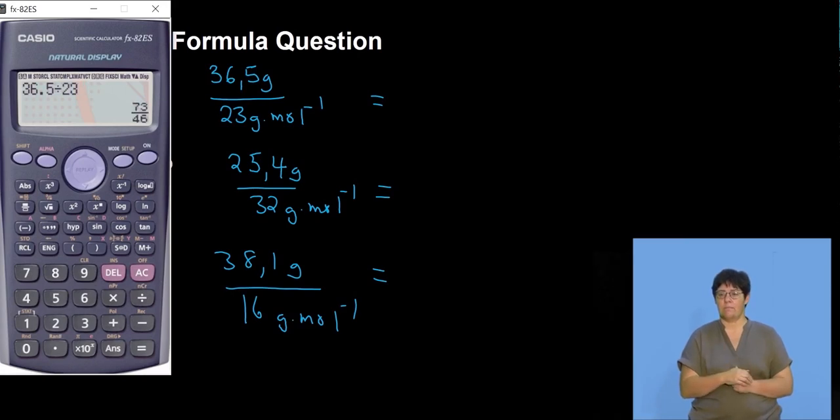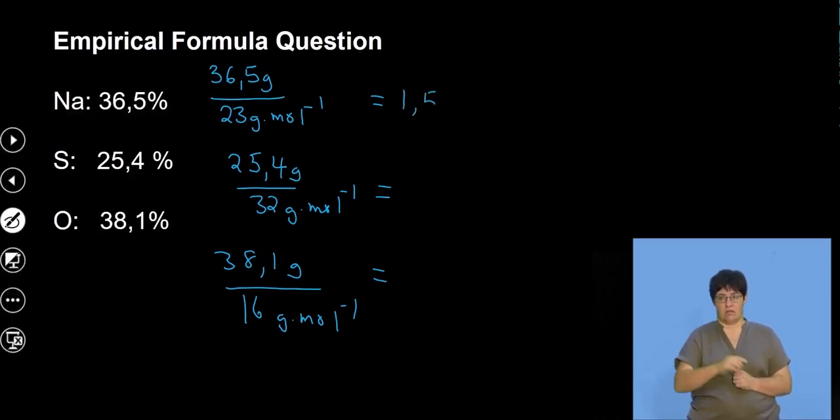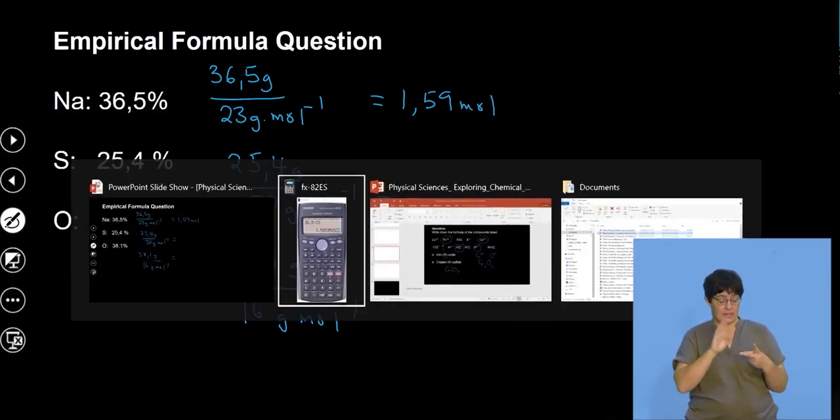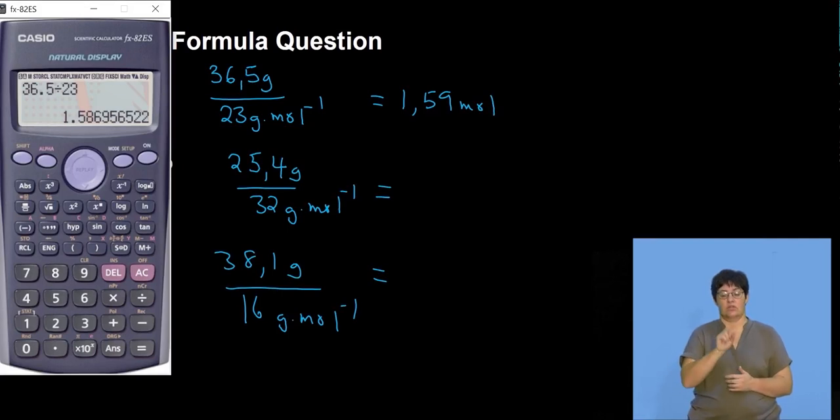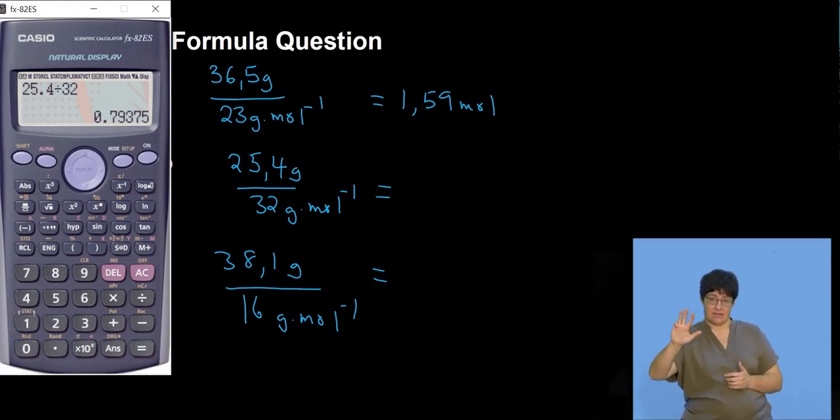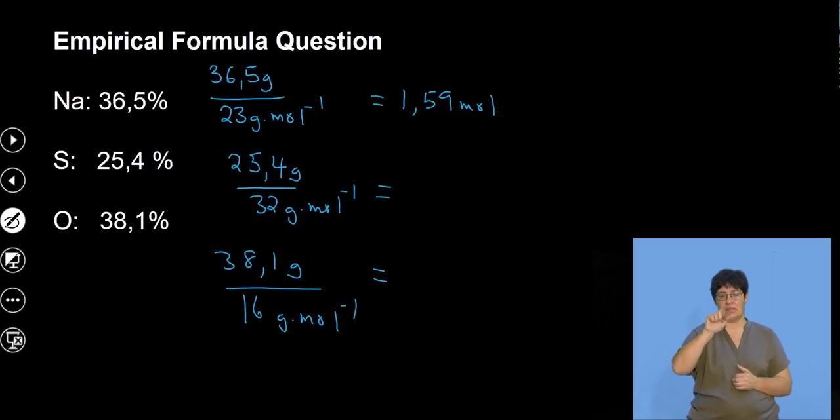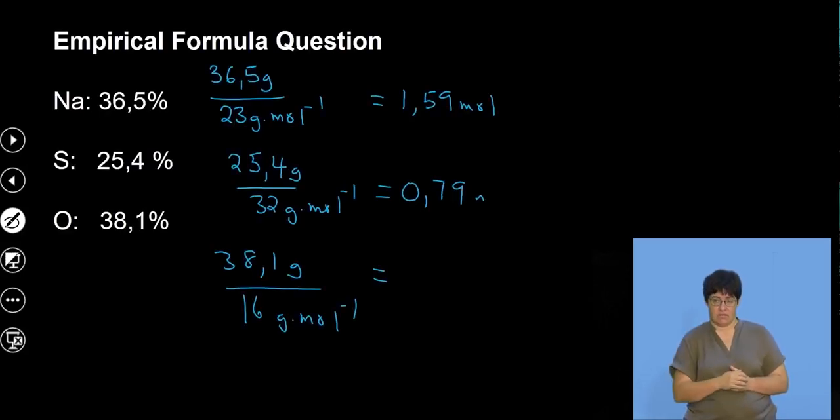This gives us, as a decimal fraction, 1.59 mole, right? And then if we go to the second one, what do we get? 25.4 divided by 32. What do we get as a decimal fraction, 2 decimal places? This is 0.79 mole, right?